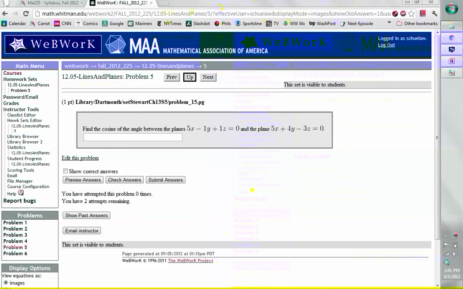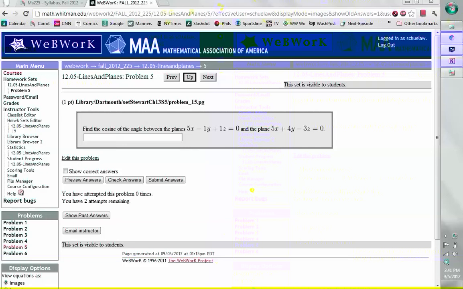Okay. Find the cosine of the angle between these two planes. So we've got two planes, and you can imagine that the planes, if they intersect, are going to intersect with a certain angle of intersection. And that's the question here. How do you find that angle of intersection?